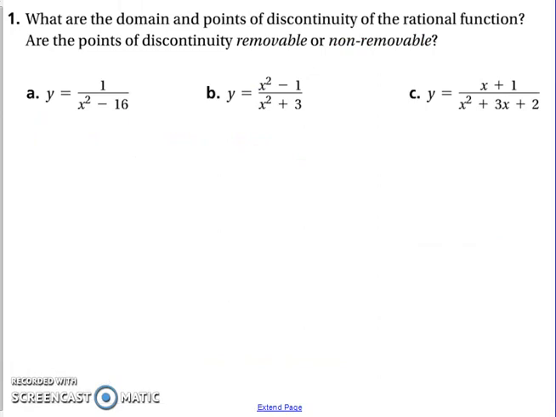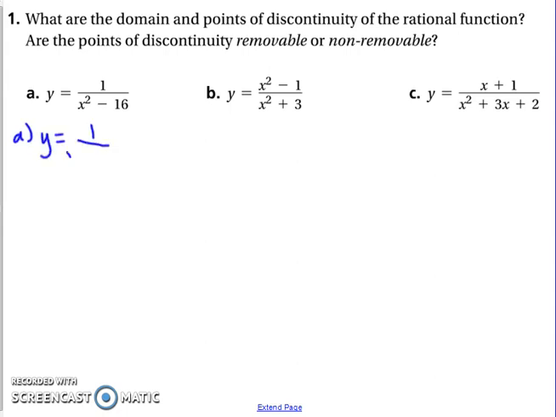So what are the domain and points of discontinuity of the rational functions? And are the points of discontinuity removable or non-removable? So first thing that we want to do is we want to factor. So we're going to look at A. On A, we want to factor anything that we can first.